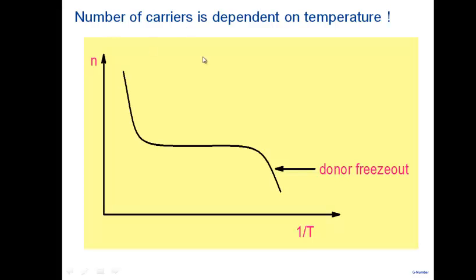Now, the number of carriers is dependent on temperature. What happens is, normally, let's say you have an n-type semiconductor, you have doped it 10 to the power 16.